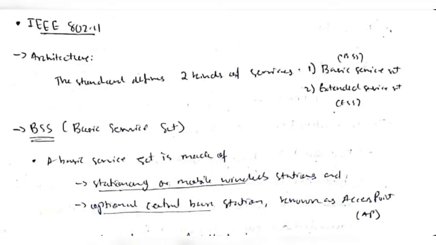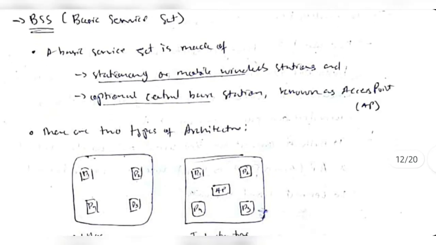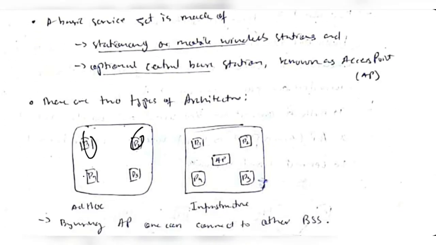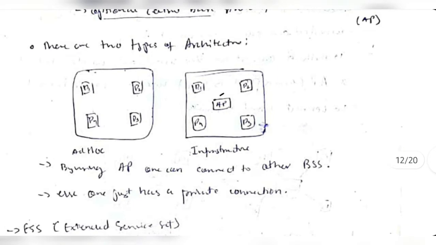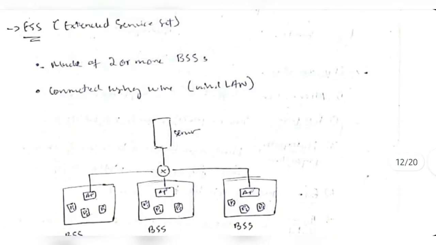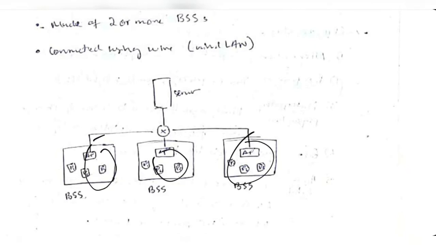In 802.11 we have two types of services: basic service set and extended service set. In basic service set we have various devices connected in a private network, and like this many groups will be there. To have a connection between those groups we'll be using an AP. AP means access point, like a hub which will connect the different groups. If you connect them, it will be known as extended service set. We will have different groups connected to a wired LAN through a single server.